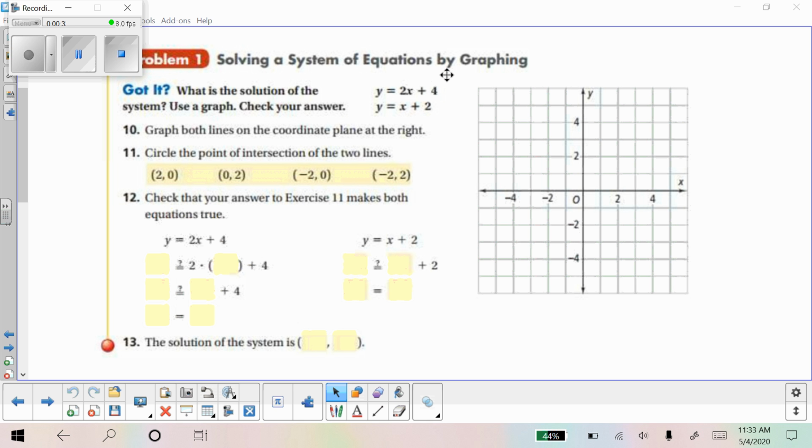So let's start here with this. Here's our system of equations. And we want to know what the common solution is to both of those. So we're going to start by graphing.